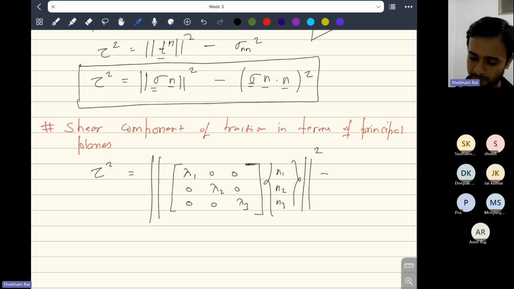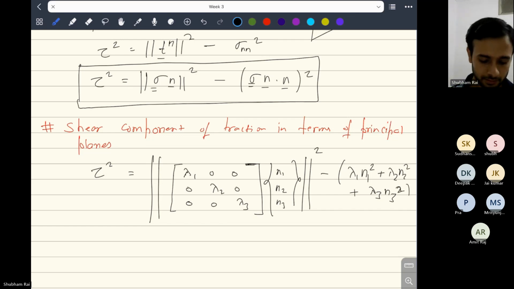So you know that if sigma n will be this multiplied with n, so that will be lambda 1 n1, lambda 2 n2, and lambda 3 n3. So three components will be lambda 1 n1, lambda 2 n2, and lambda 3 n3. And if you again dot with n, you'll get lambda 1 n1 square plus lambda 2 n2 square plus lambda 3 n3 square. So I'm just writing it directly.